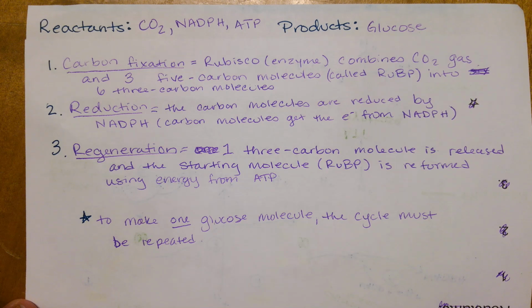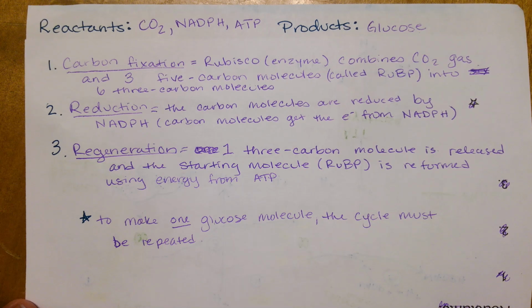And then step 3 is regeneration. Just like you would think of regeneration anywhere else, we are going to release the 1 3-carbon molecule that we've made, but then we're going to get the starting molecule, RUBP, reformed using the last of the energy from ATP.